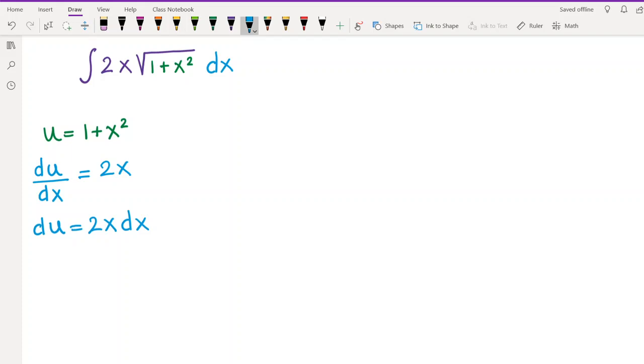So we want to solve this for dx so that we know what to put in for dx. If we divide both sides by 2x, we get du over 2x is equal to dx. So now we're ready to do our substitution. We get the integral of, and we still have this 2x in here, now we have the square root of u, and then we have du over 2x.